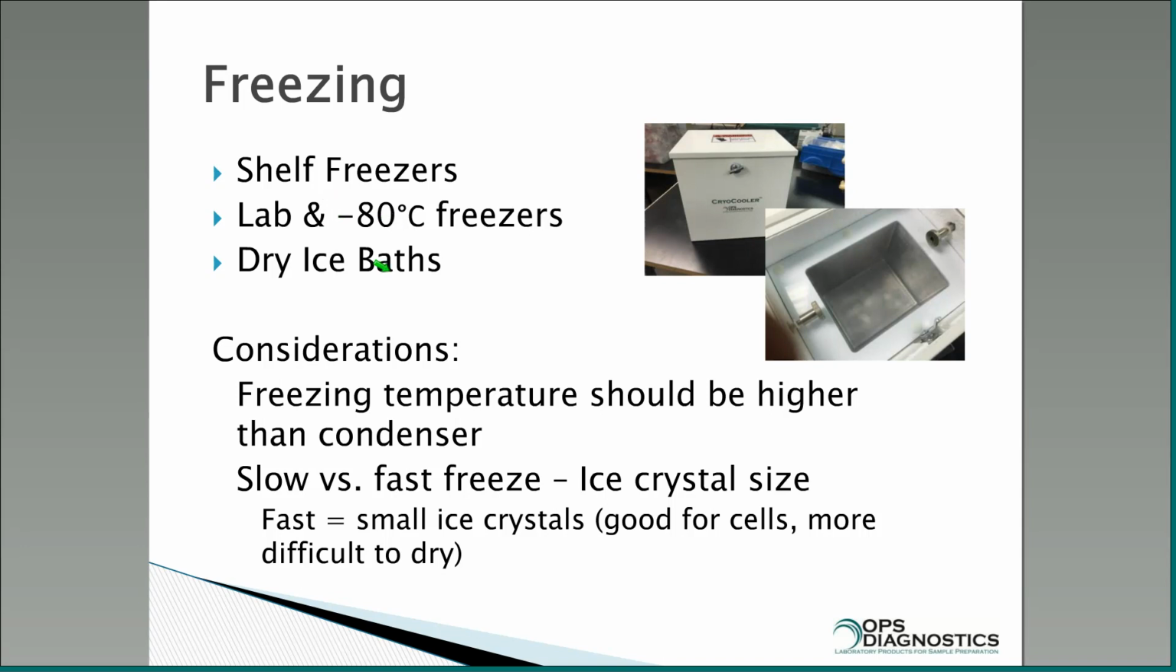Or you can use something like a dry ice ethanol bath, where you put your samples in it and freeze it. Or you can, like I said, twirl them and freeze them. In any case, if you're using a lab or a minus 80, you can also put your samples, or your vials, on a tilt so you can create a slant.